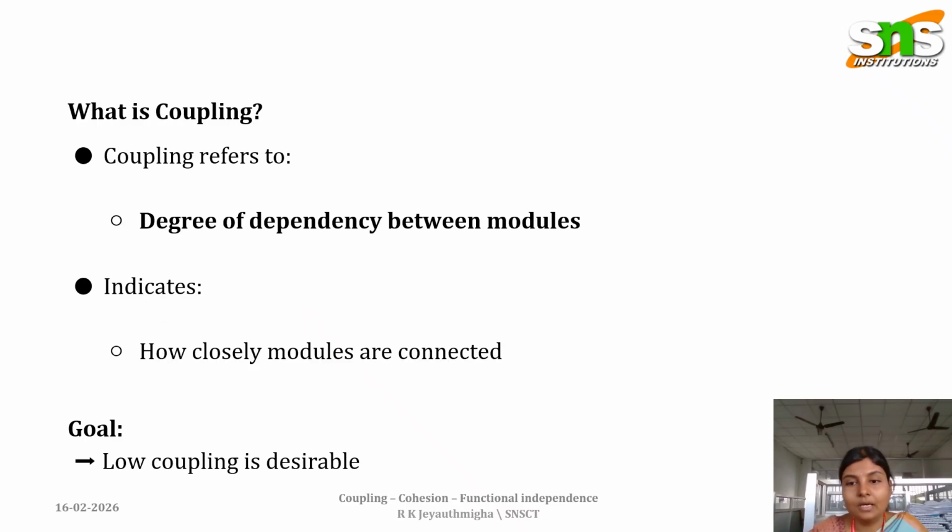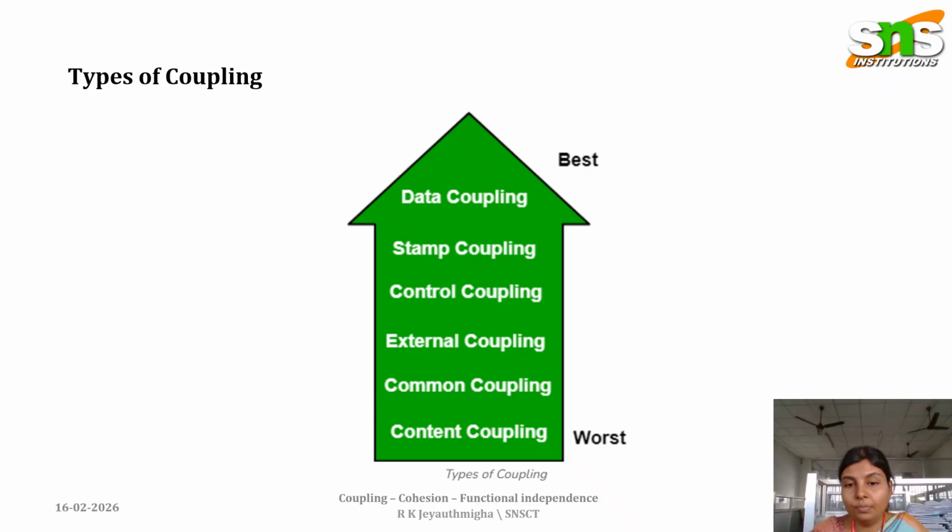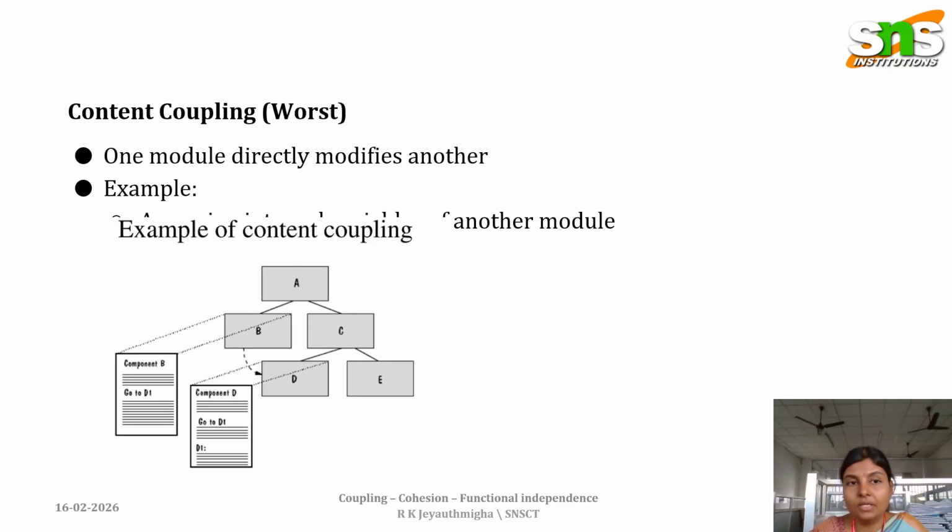What is coupling? Coupling refers to degree of dependency between modules. It indicates how closely modules are connected. The goal is to achieve low coupling. The types of coupling are given here, and let us discuss one by one. Content coupling. One module directly modifies the other. Example of content coupling, we have the diagrammatic representation here.